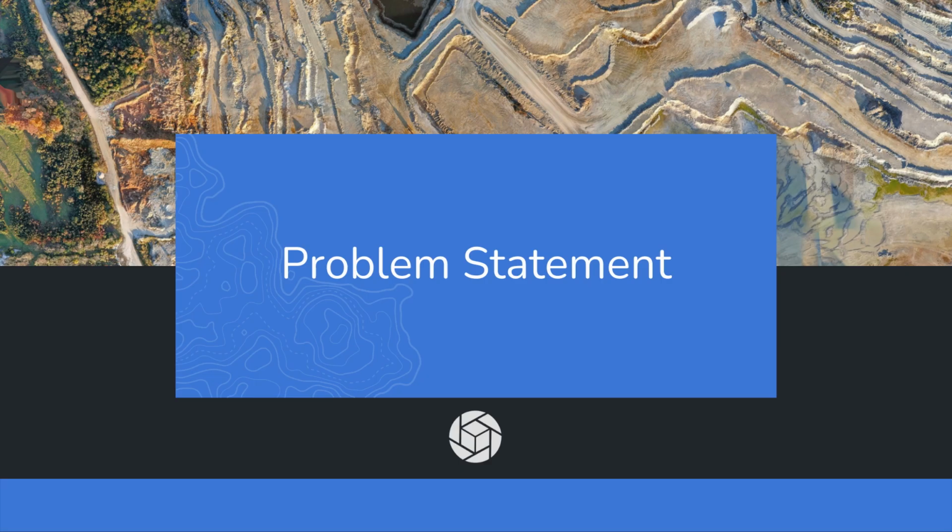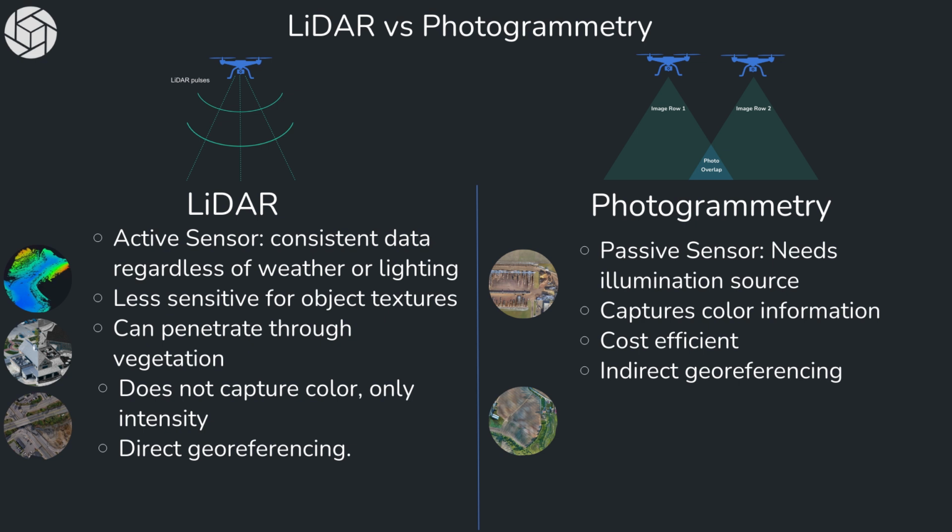First, let's start with why would we want to combine LiDAR and photos? Let's compare the two sensors. Both sensors have their advantages and disadvantages. LiDAR is an active sensor, meaning that it is more reliable in changing lighting or weather conditions. It's also more reliable when it comes to object textures, and it is able to penetrate through vegetation, allowing us to map areas under canopies. However, it does not capture color, only intensity information.